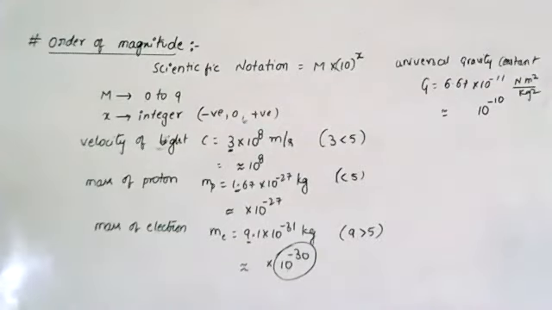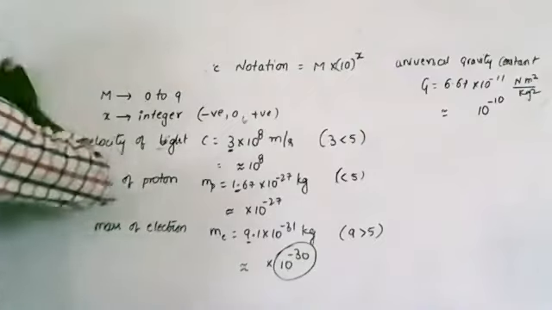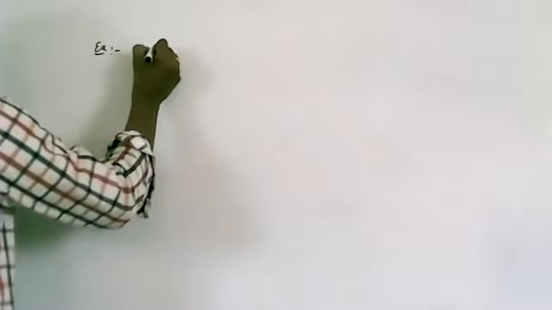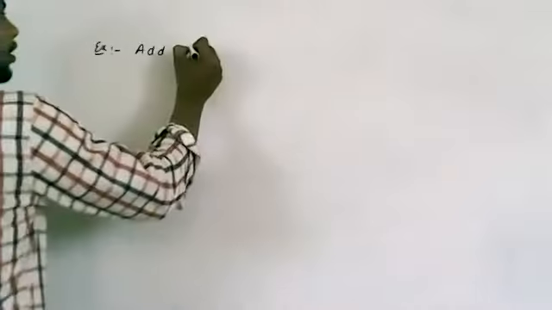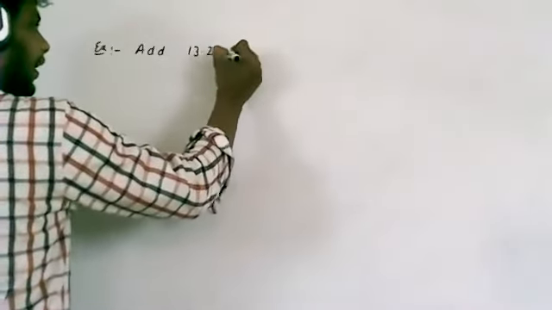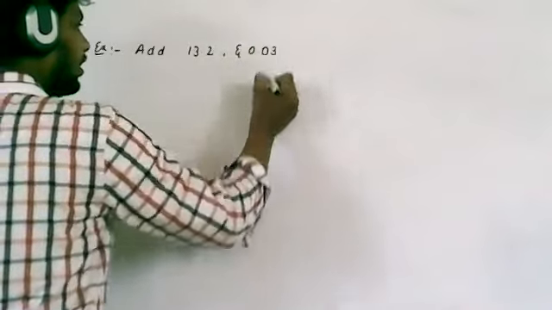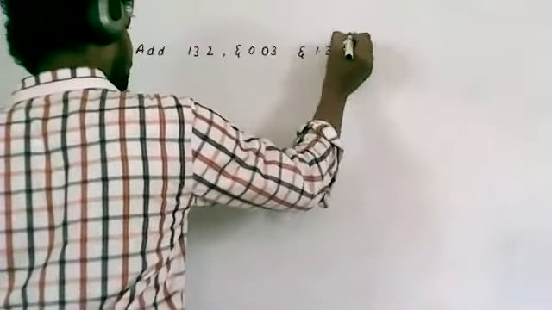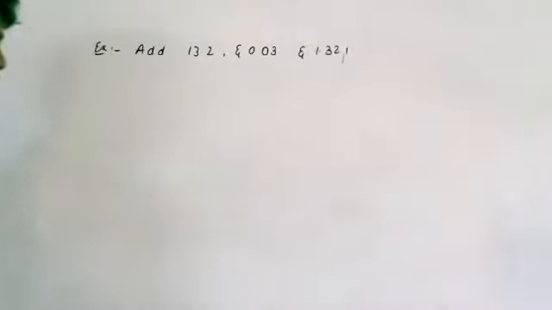Okay, now I'll go for the next concept, that is addition, subtraction, as well as division and multiplication in significant numbers, as well as rounding of the digits. Now, for example, I will give you a few numbers. Add 13.2 and 0.03 and 1.325, or else 321. So add these three numbers. What is the answer?